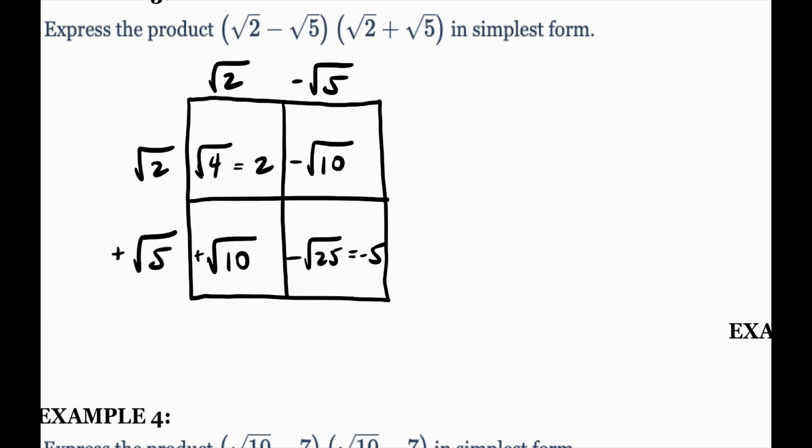Okay. Next thing is you're going to write what we get. What did we get in each of the cells? In each of the sections of the box, what did we get? Well, the first one we got a 2, right? Square root of 4 was 2. And then the next one we got a minus square root of 10. And the next one we got a positive square root of 10. And then the last one we got a minus 5, or a negative 5.